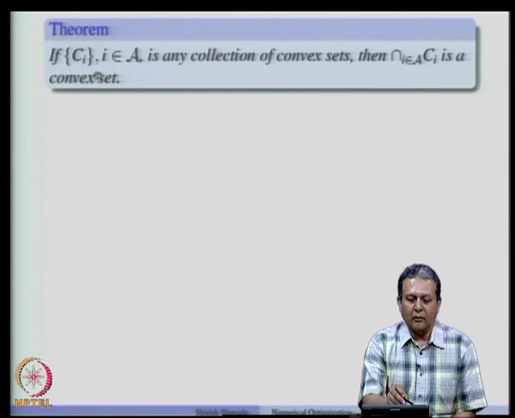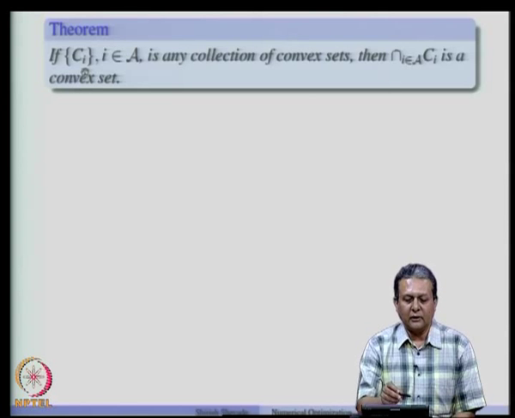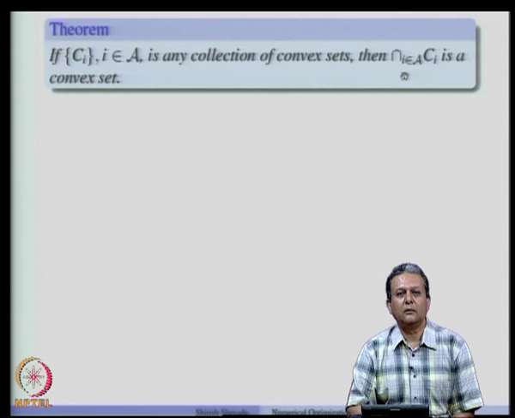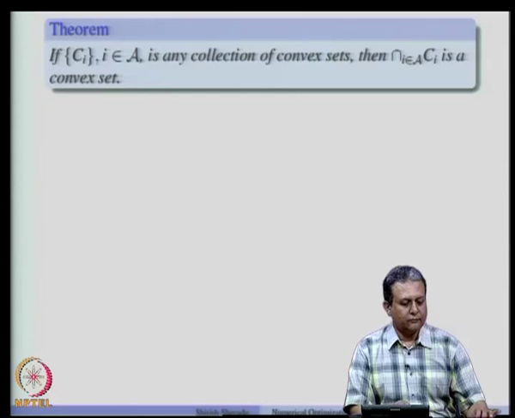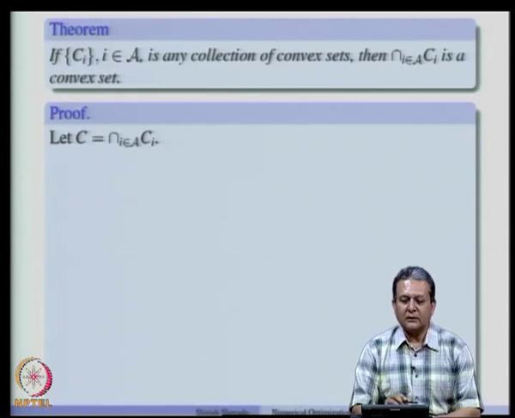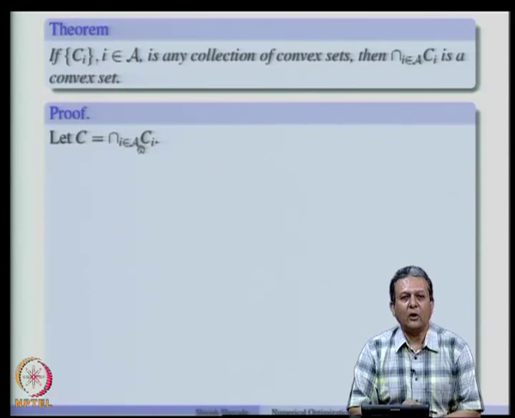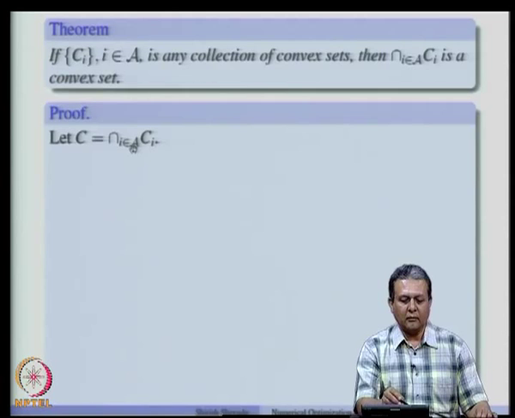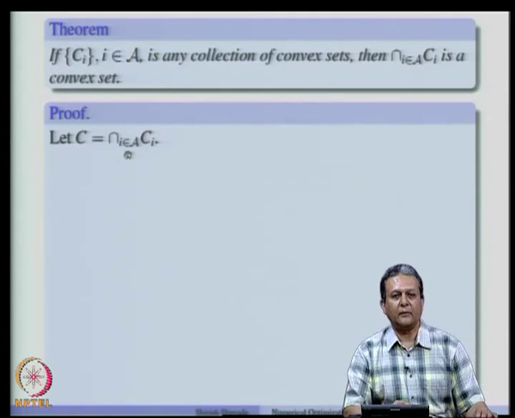Now, if we have a collection of convex sets denoted by Ci, where i belongs to the set A, then the theorem says that the intersection of these convex sets is a convex set. So, let us try to prove this result. Let us consider the set C to be the intersection of all Ci's where i is from the set A. i is the index which belongs to the set A.